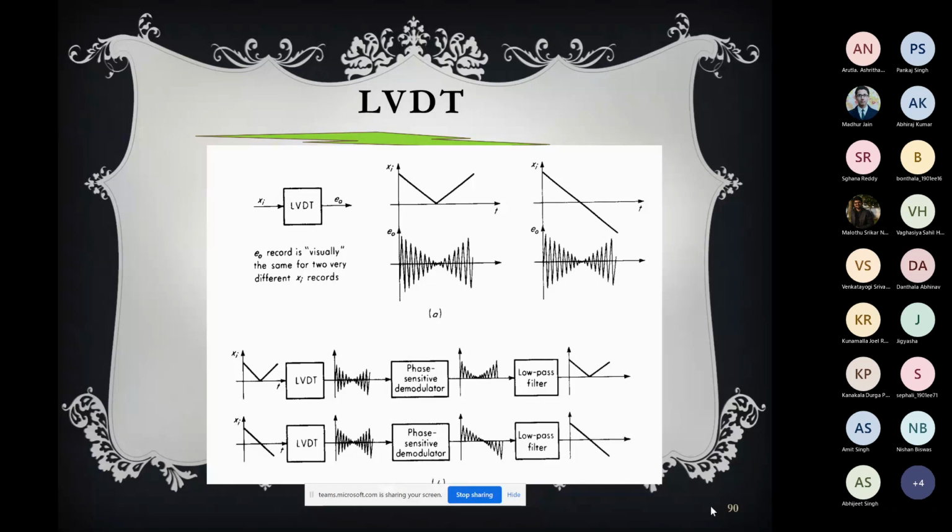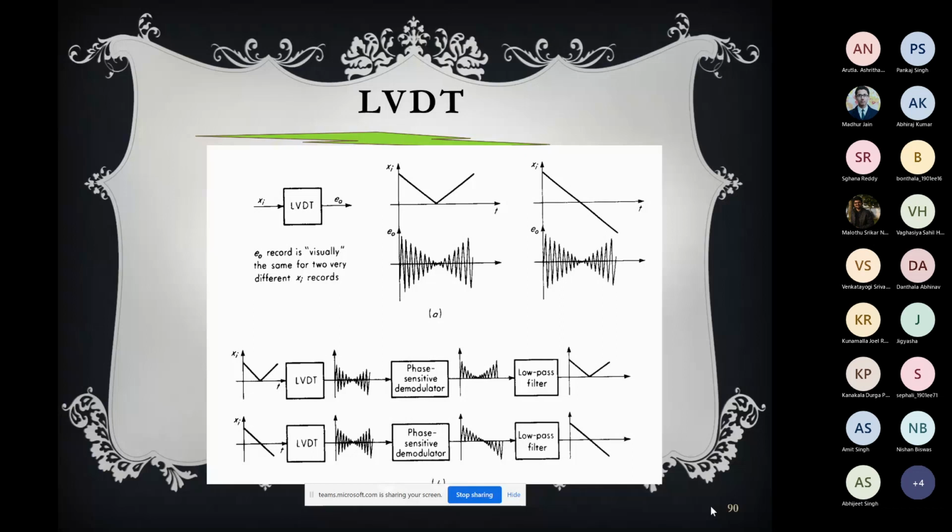Now the question is, from this same output, can we do some electronic manipulation so that we get the direction of the motion? It is possible. As the same output comes out from the LVDT, applying it directly to a voltmeter will not work. What you can use is a phase sensitive demodulator. In both cases you apply a phase sensitive demodulator.